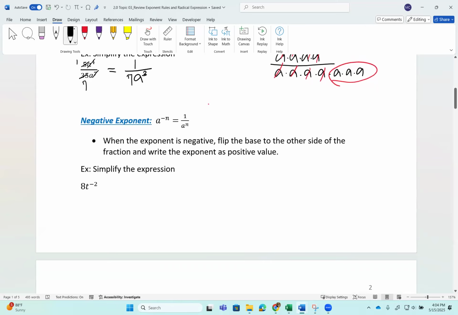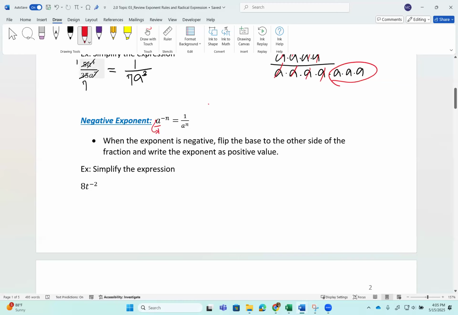All right, negative exponents. When the base has a negative exponent, what we will do is flip the base to the other side of the fraction and write the exponent as a positive value. So this a to the negative n power, technically that base a is on the numerator. Since it has a negative exponent, we will flip it to the other side and write the exponent as positive. Later in the semester, in another topic, we will actually redefine this definition. So technically, every time you flip the base to the other side of the fraction, you have to change the sign on the exponent.